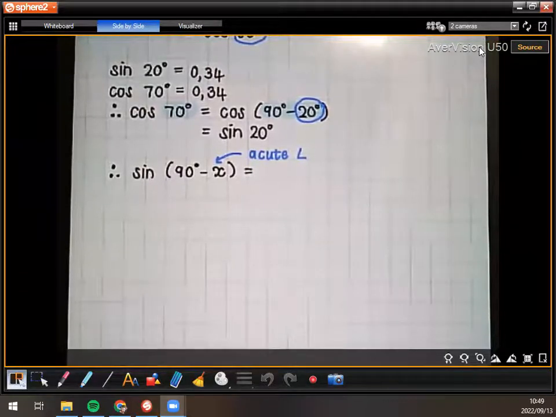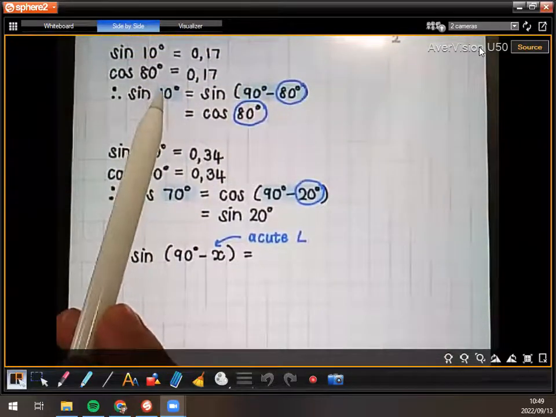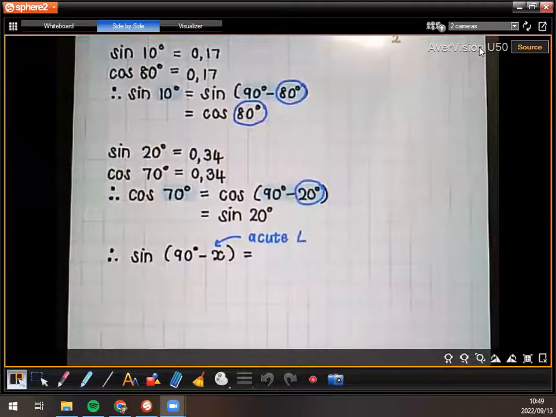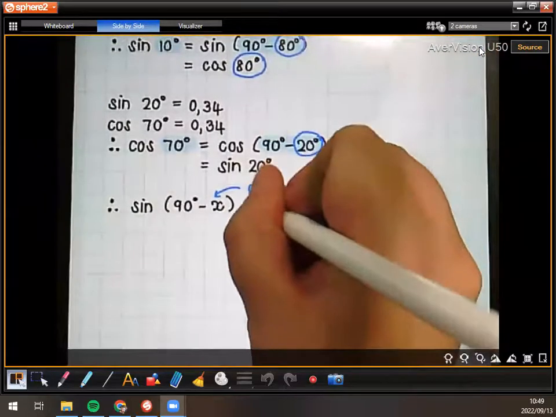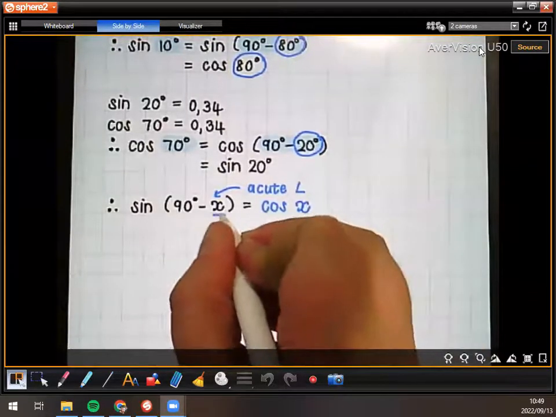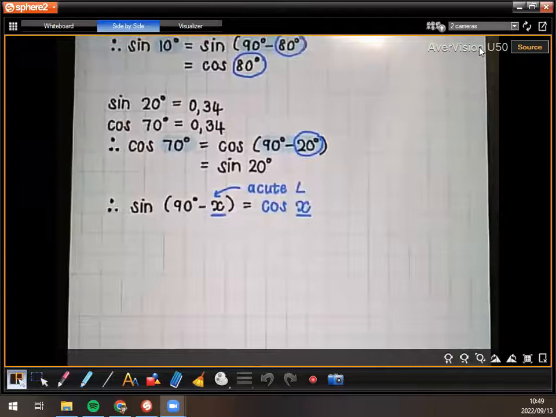What if I change the sign to? Check what did we do at the top there? We started with sine of 10, we changed it to cos of 80. So sine of 90 minus x, we're going to have to change to cos of x. So the acute angle in your brackets, you again are just left with that angle. We drop the 90 minus, just like we dropped the 180 minus and the 180 plus before, right?